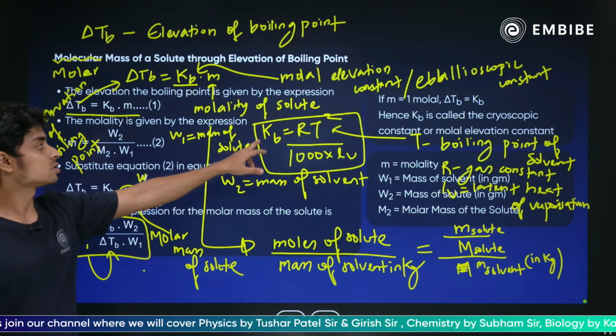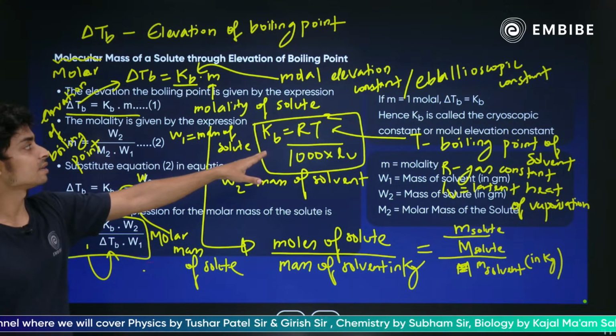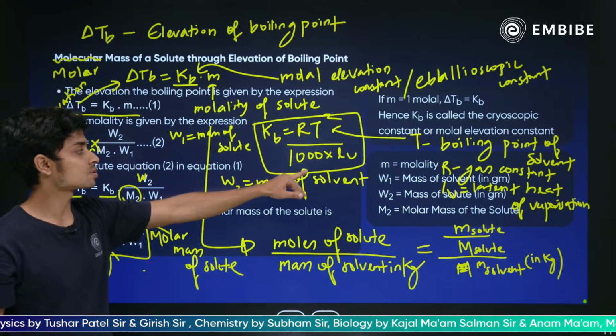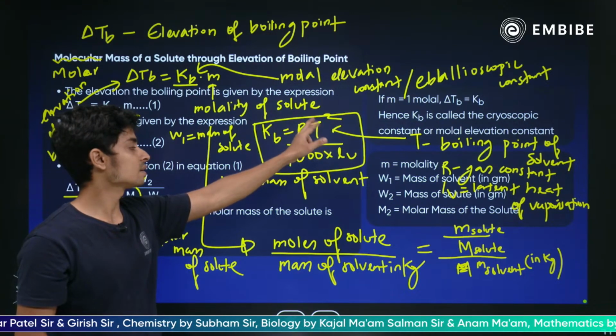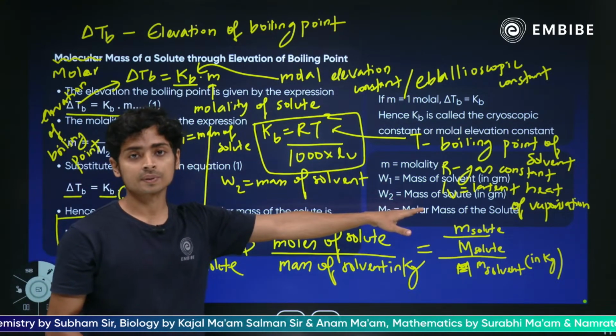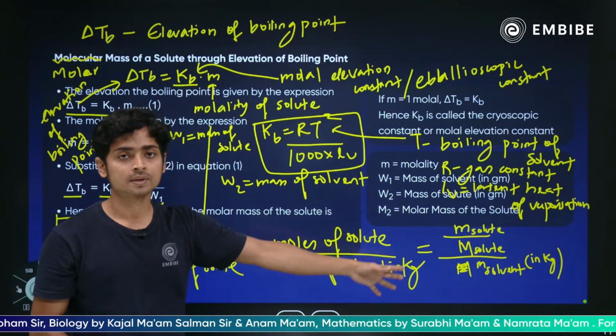and Kb which is your ebullioscopic constant और your molar elevation constant, उसका भी एक फॉर्मूला होता है RT square by 1000 into LV, where R is your gas constant, T is your boiling point of solvent, LV is your latent heat of vaporization. हम लोगों ने पढ़ा है पहले latent heat of vaporization क्या है.